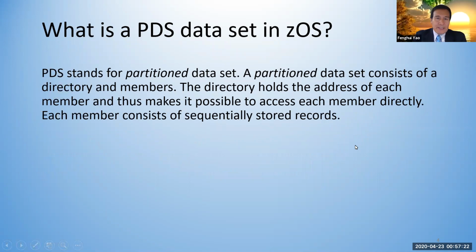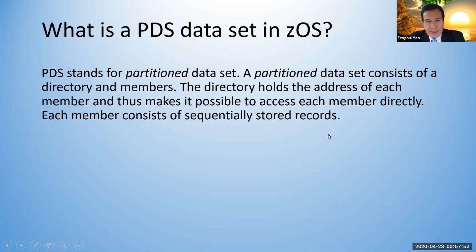What is a PDS dataset in zOS? PDS stands for partitioned dataset. A partitioned dataset consists of a directory and members. The directory holds the address of each member and thus makes it possible to access each member directly. Each member consists of sequentially stored records.